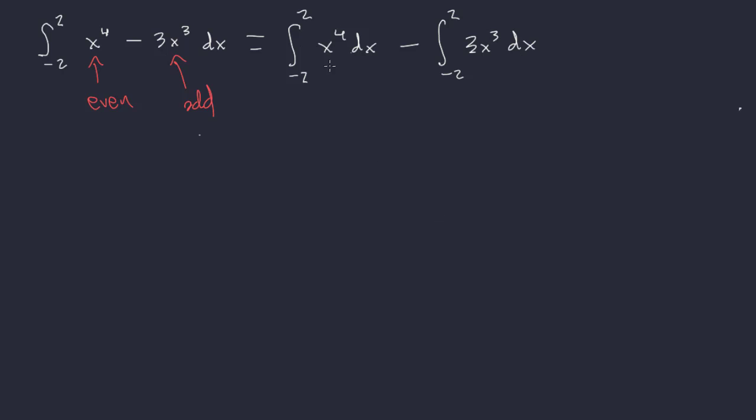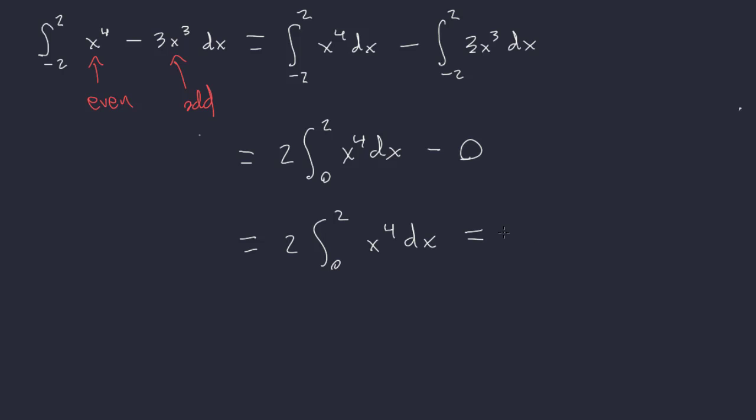Okay? Now since this function is even, we could rewrite it as just 2 times the integral from 0 to 2 of x to the 4th dx. And then since this function is odd, we can just say that's 0, since we're on a balanced interval. And so now we're instead looking at just the definite integral from 0 to 2 of x to the 4th dx, and we'll just multiply by 2 at the end.